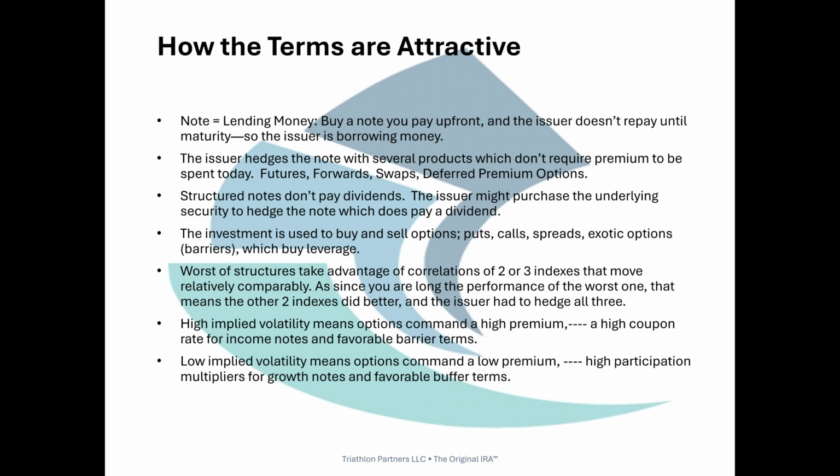Another is a worst-of structure. So that means of 2 or 3 selected assets or indexes, you don't know until the note matures which one your payout is based on. But the issuer has to hedge all 3. 2 out of the 3 are going to be better than the worst, and they'll make money on those. They are able to take those extra gains and put them into a participation multiplier or the protection on the downside.